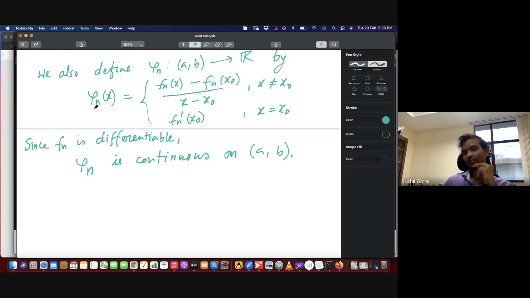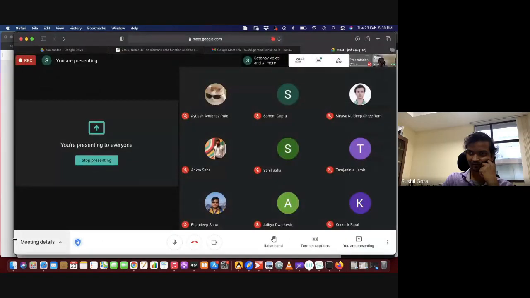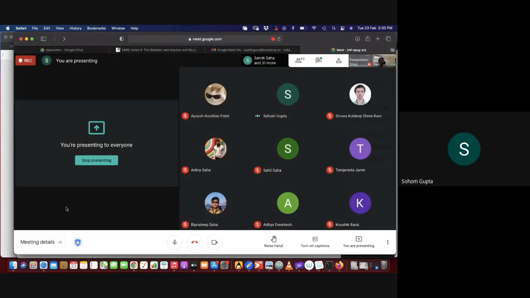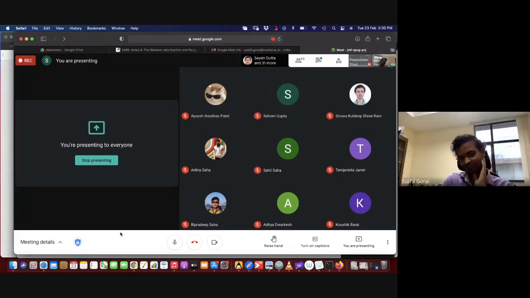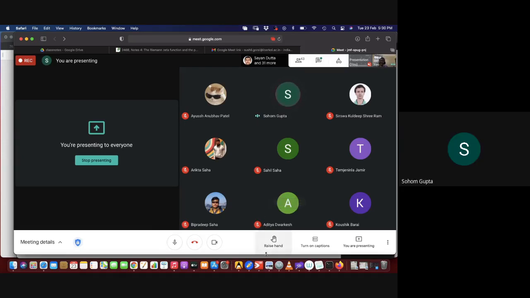Does the sequence phi n converge? Yes, it should converge. Can you give me a reason? Because the function itself converges pointwise. So if we write phi n minus phi, that mod just becomes a mod of differences of fn minus f.